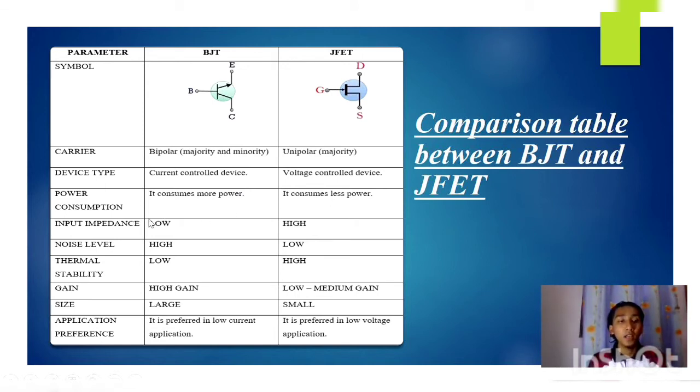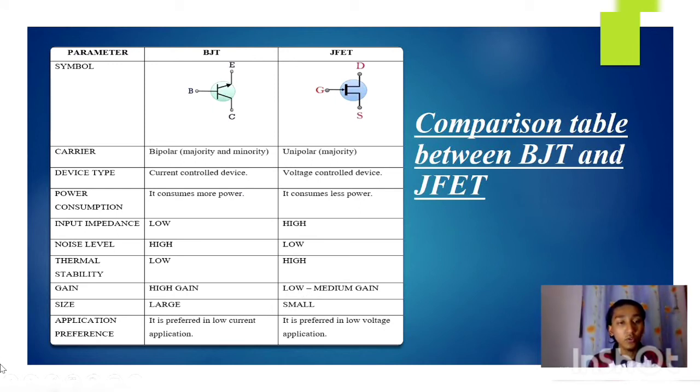Okay, input impedance untuk BJT ialah low dan untuk JFET adalah high. Untuk noise level, BJT high, manakala untuk JFET low. Thermal stability untuk BJT low, manakala untuk JFET high. Gain untuk BJT high gain dan untuk JFET low hingga medium gain.